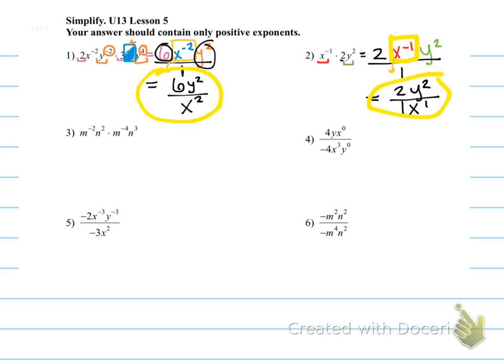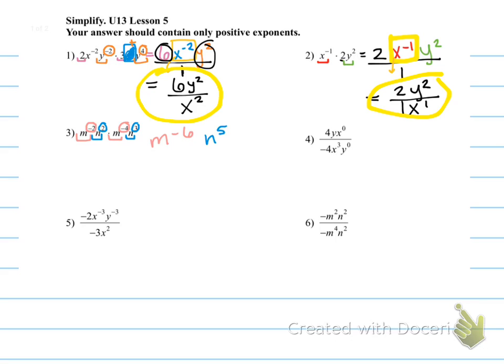All right, number 3. Number 3, we can see that there are no big numbers, so we don't have to multiply anything. So let's first just take a look at our m's. With my m's, I have an m to the negative 2, and then I've got an m to the negative 4. So I'm going to add those together. So negative 2 plus negative 4 gives me m to the negative 6. Okay, and then we'll do that same process with our n variable. So our n, we have n squared, and we have n to the third. We add those together. 2 plus 3 gets me n to the 5th.